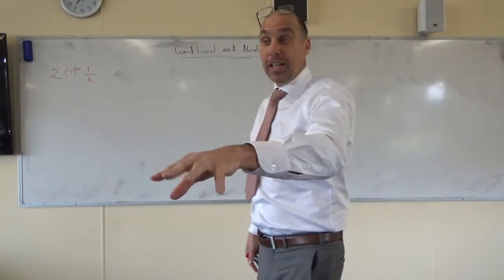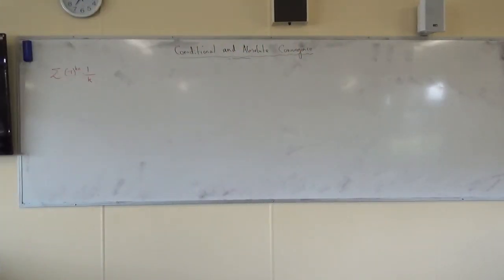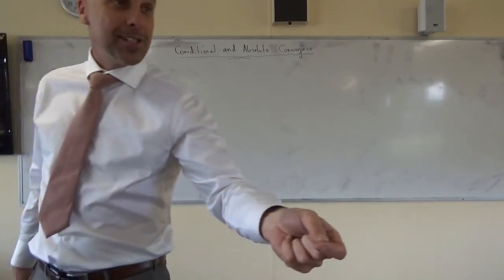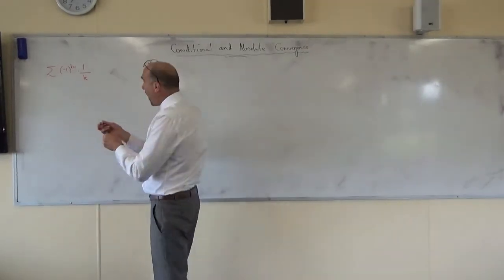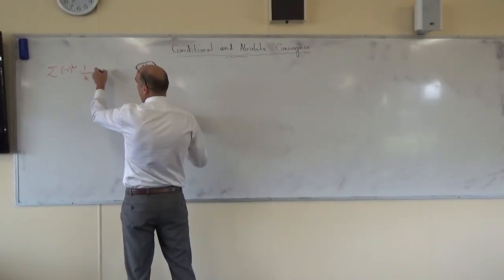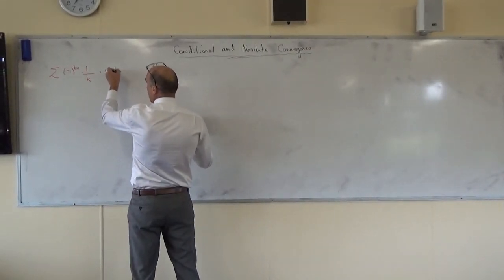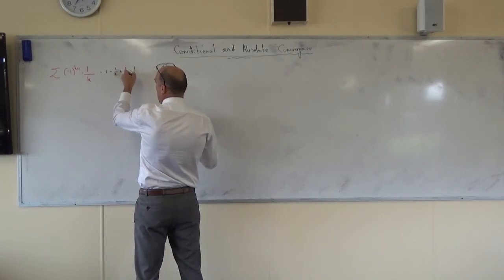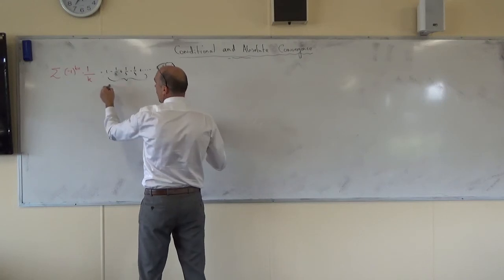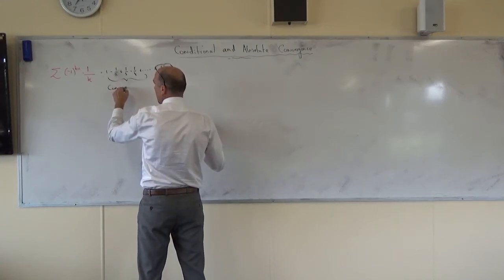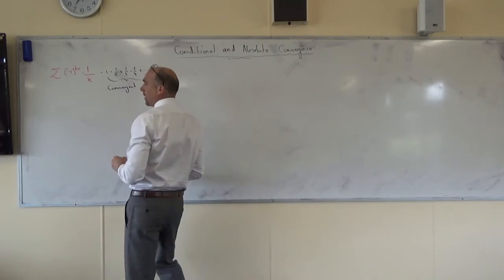We just did this before, didn't we? This series is convergent. Why? Because it passes the alternating series test, doesn't it? Yeah. So this is an alternating series, and it passes the alternating series test. This is 1 minus a half plus a third minus a quarter plus ... This series we know is convergent. It passes the alternating series test.